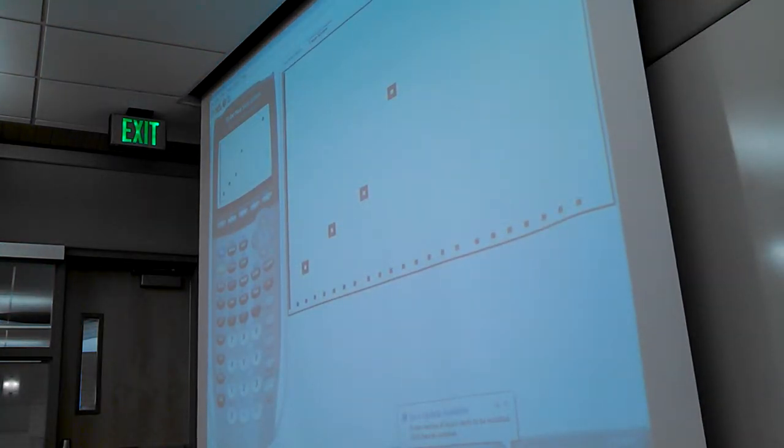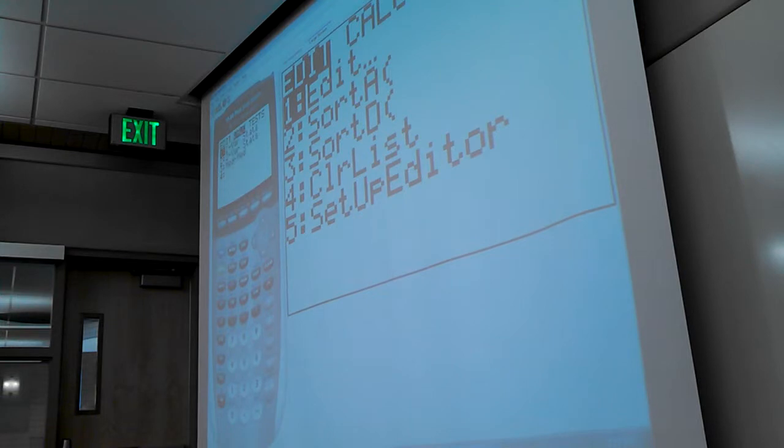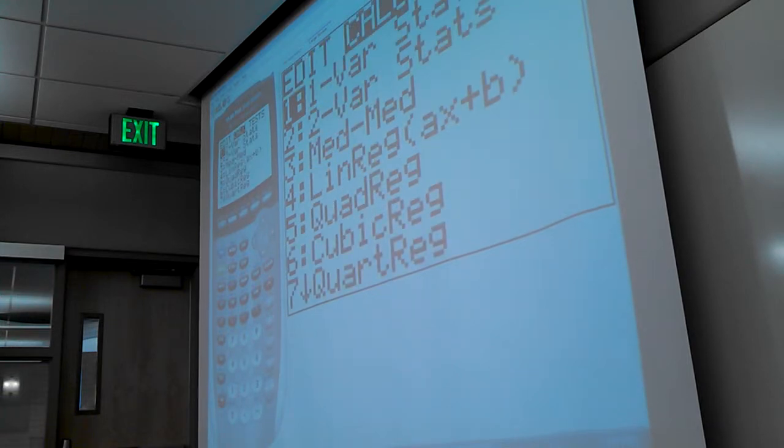How do I get to that R value and that line of best fit? Calc. Stat. Calc. Stat. Calc. LinReg. And the one with the equation of a line is kind of a giveaway. Right, number 4. Yep.